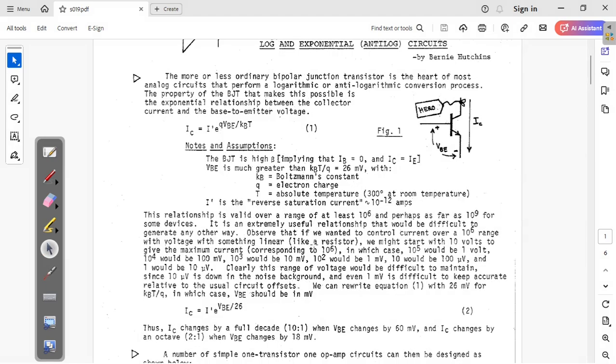Yeah, so here he explains why this is a pretty cool relationship. If you were to try to do this with a linear component, like a resistor, to get this kind of range on the collector current, you would need a huge range on the voltage. If you start at 10 volts, you would need to go to the microvolt to get the same range at the collector current level, which is impossible because the microvolt, as he's saying, is pretty much noise, so you cannot really control it.